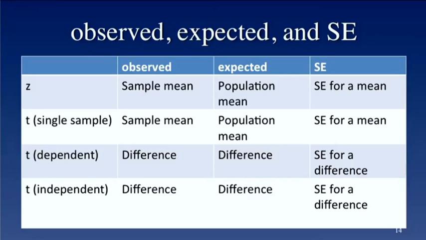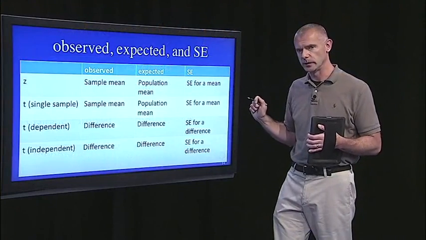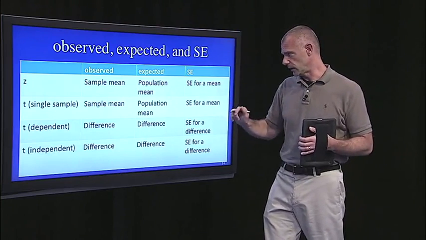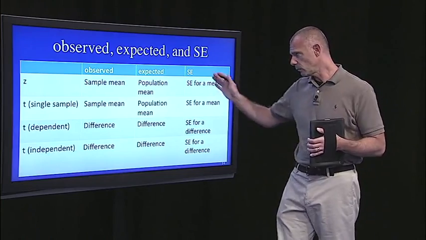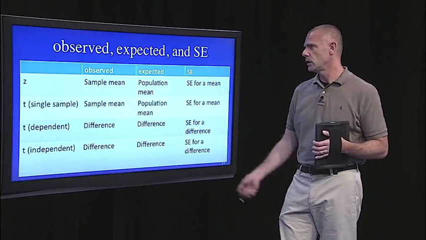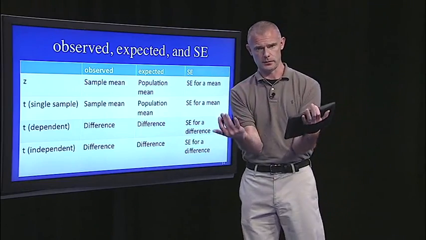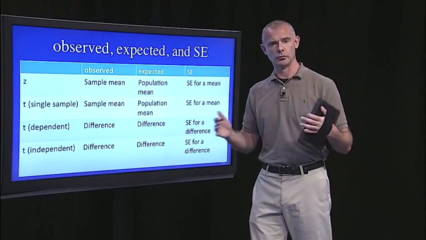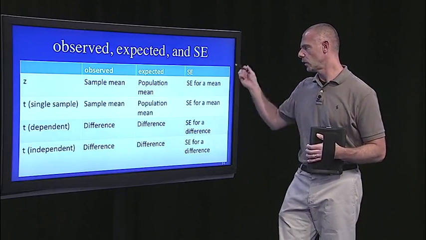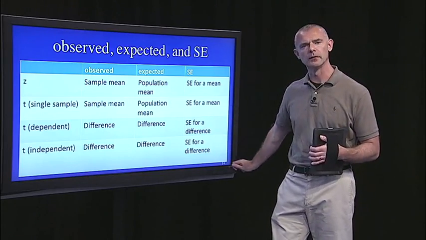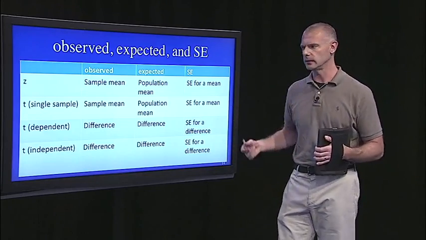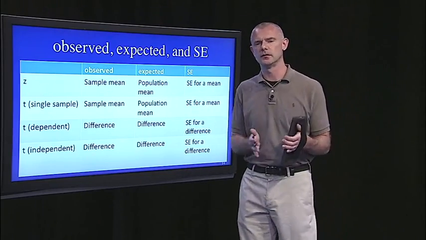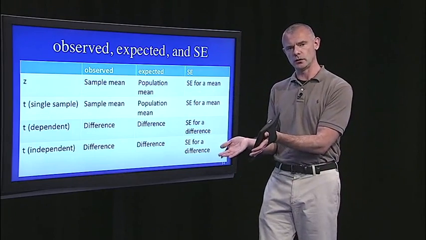In a z-test, you're comparing a sample mean to a population mean, and you're getting a standard error for a mean. In the single sample t, same deal. But when you go to dependent and independent t, you are observing a difference. You're observing the difference between either two conditions in dependent or two groups in independent. So you're getting what's called a standard error for a difference, and the calculation of that is slightly different than standard error for a mean. But conceptually, it's all the same. It's just what did you observe relative to what do you expect due to chance.